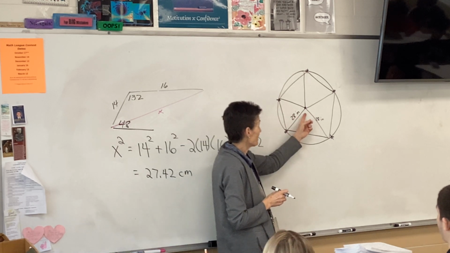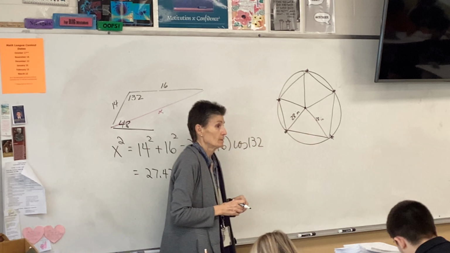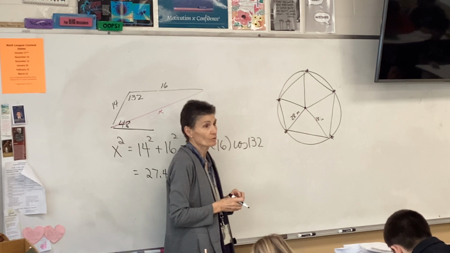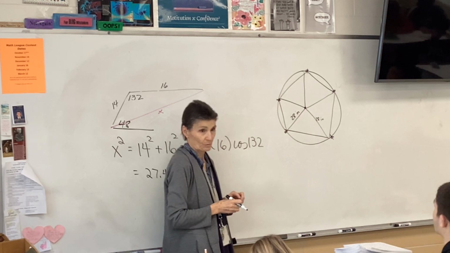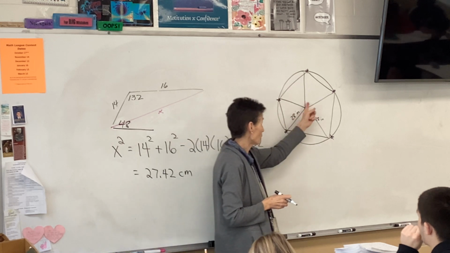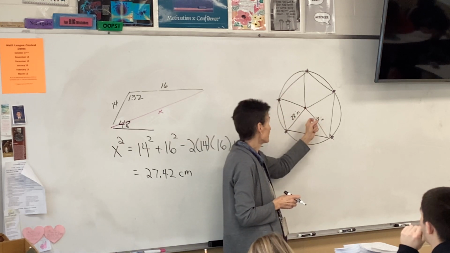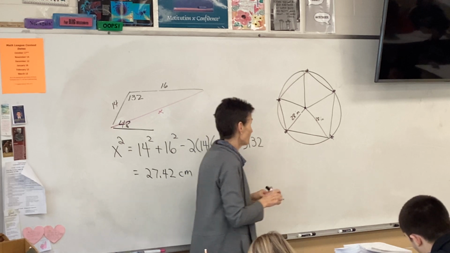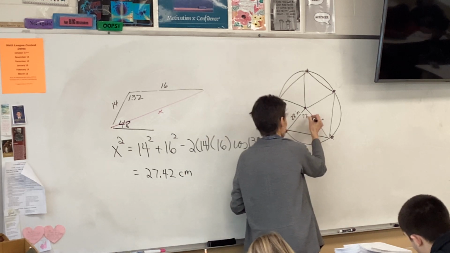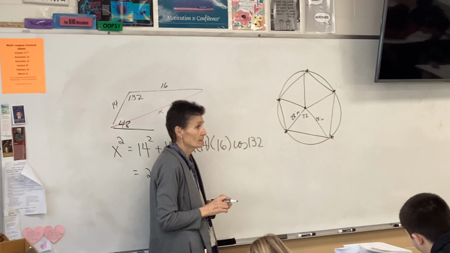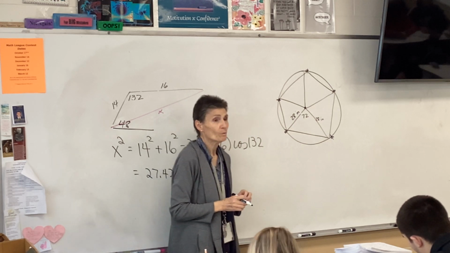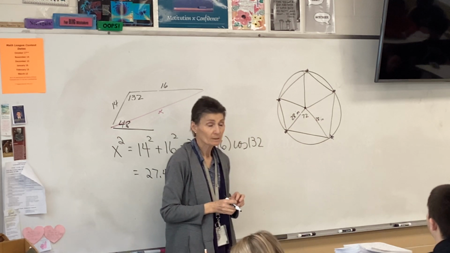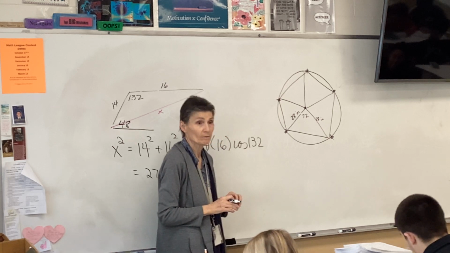Now I need to know the measure of that angle. How will I find the measure of that angle? 360, because that's all the way around, divided up into 5 pieces. So 360 divided by 5 is 72. Now do I have enough to find the area of the triangle?